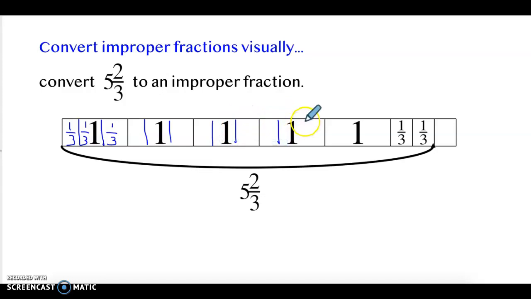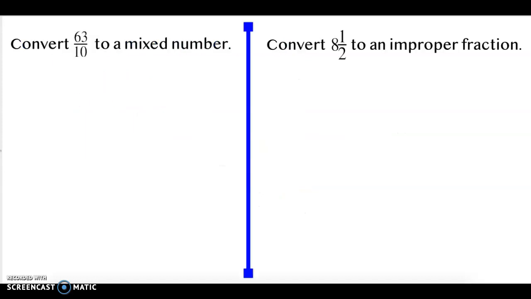And then if we count up how many thirds that we have after we split them all, we have 3, 6, 9, 12, 15, 16, 17 thirds. So our improper fraction would be 17 over 3. The reason we split those wholes into thirds this time is because we are looking at the denominator being a 3 instead of a 7 like in the last example.